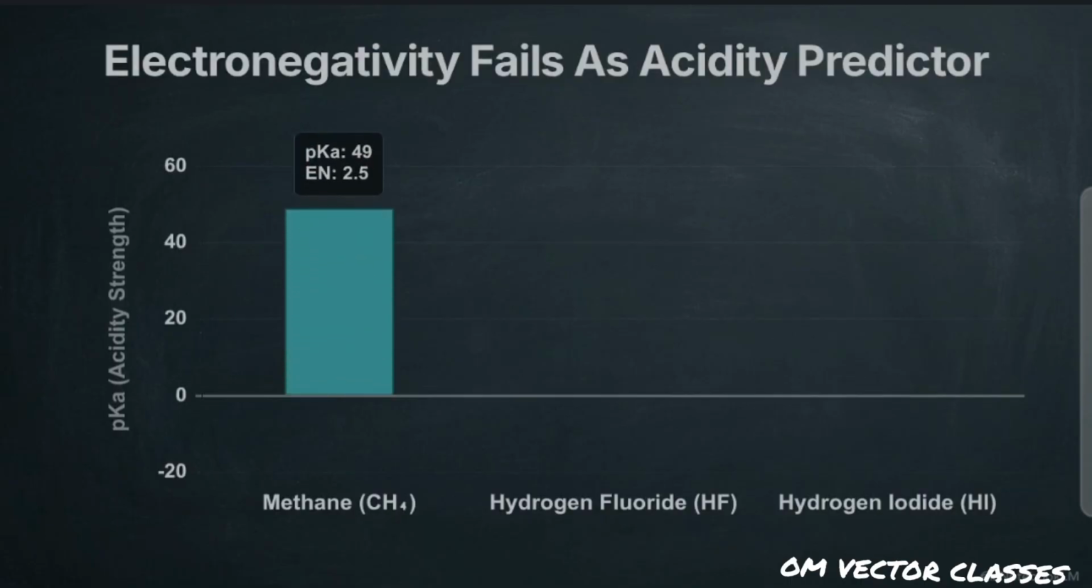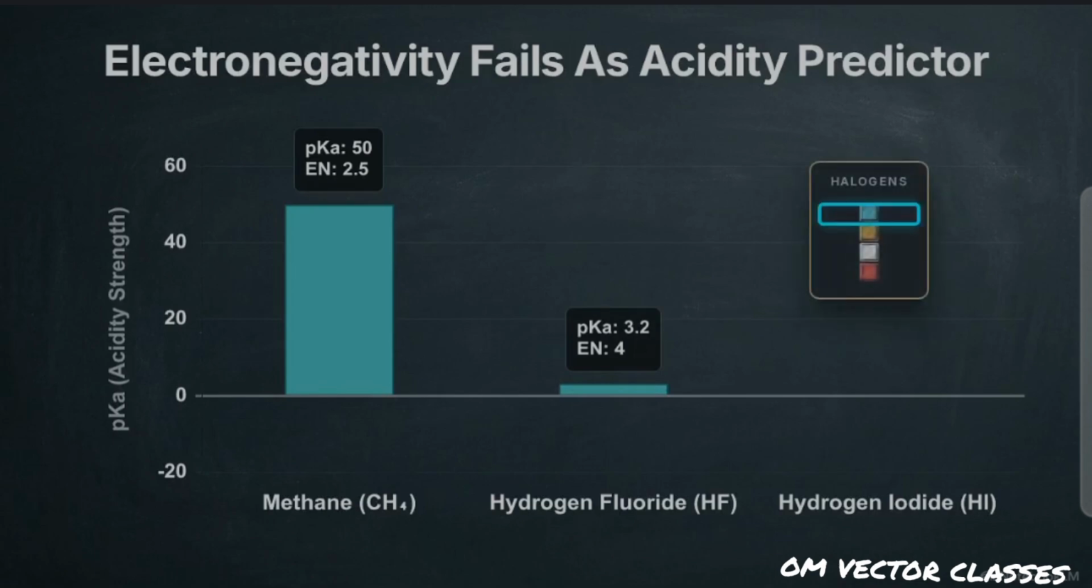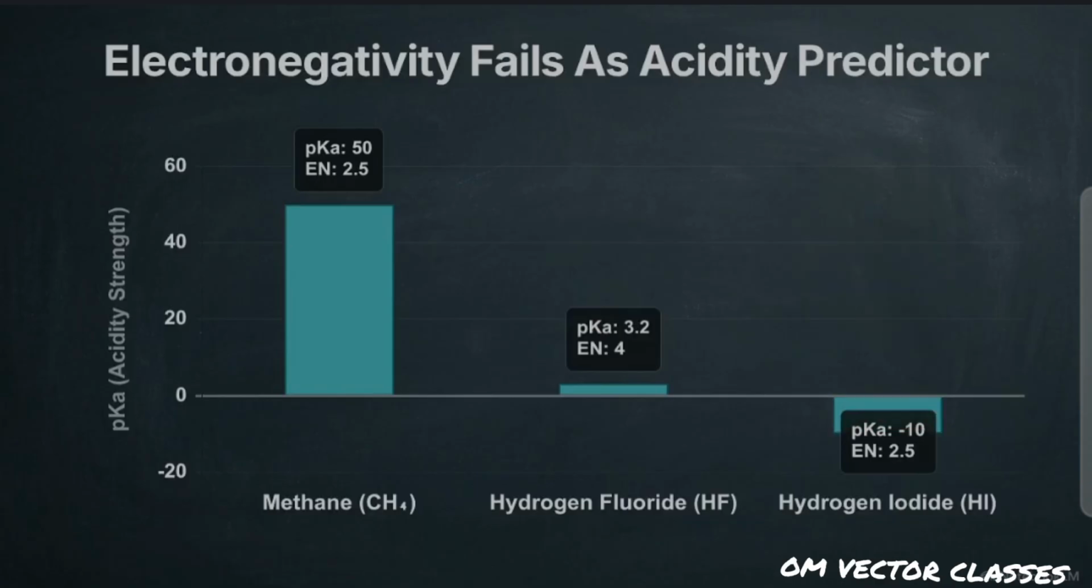Carbon has an electronegativity of 2.5, and methane has a pKa of around 50, meaning it rarely acts as an acid. Fluorine, the most electronegative element on the periodic table at 4.0, yields a pKa of 3.2. So far, the rule holds. But if we move straight down the periodic table to iodine, the logic breaks. Iodine has an electronegativity of 2.5, identical to carbon, yet hydrogen iodide has a pKa of -10.